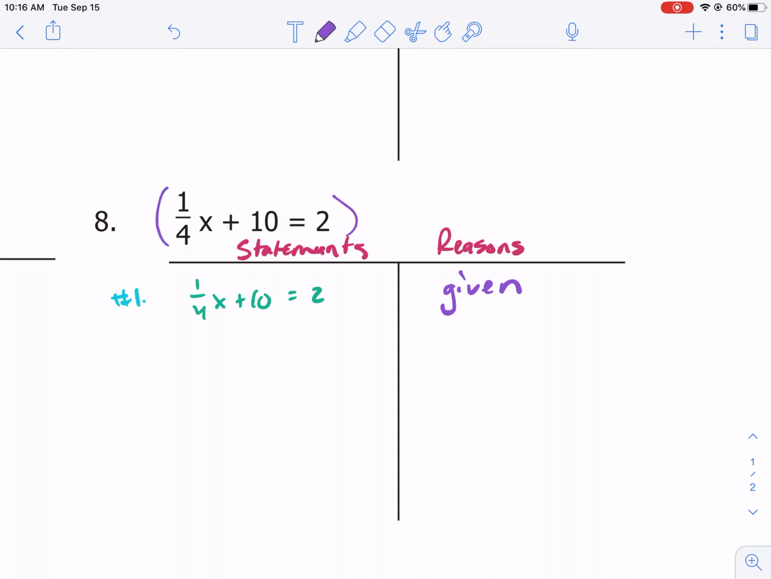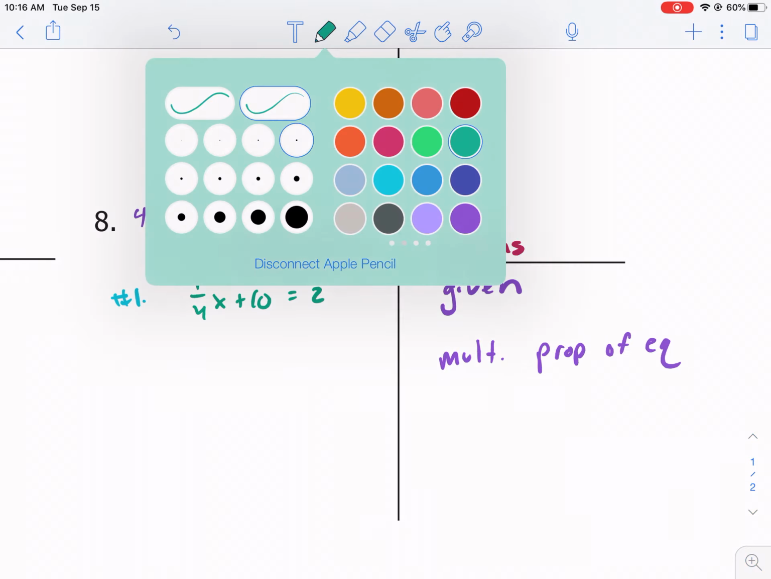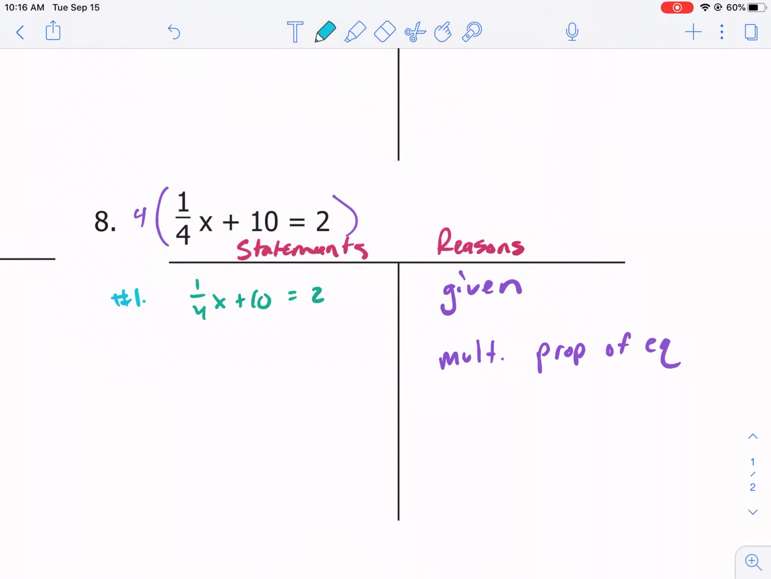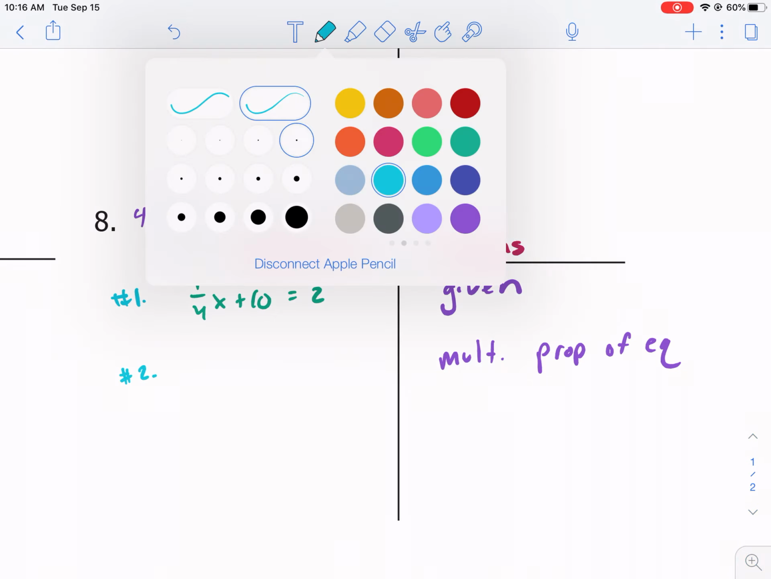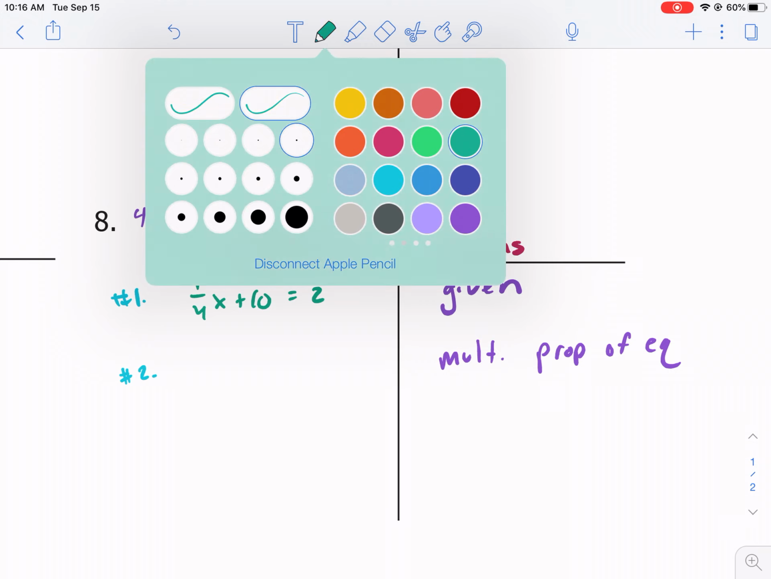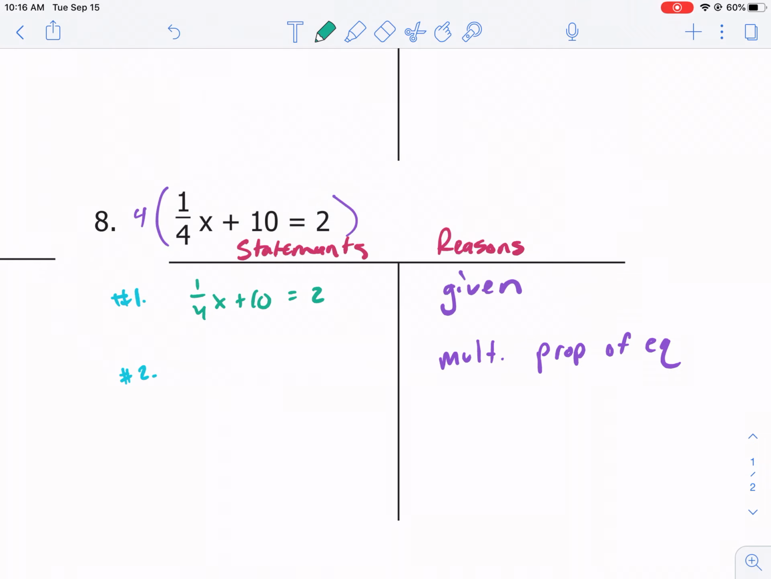I like to get rid of the fraction first, so I'm going to use the multiplication property of equality to get rid of this fraction. So I use that. You don't need to do that. There's a different way to do that. That's a little bit easier, but I mean, this is one way to do that. So I use the multiplication property of equality. What happens when I do that? I get x plus 40 equals 8.